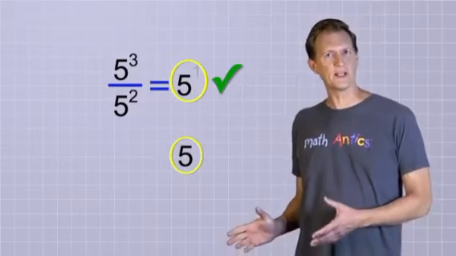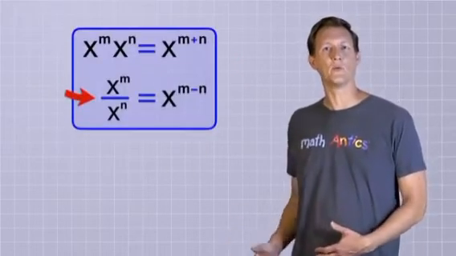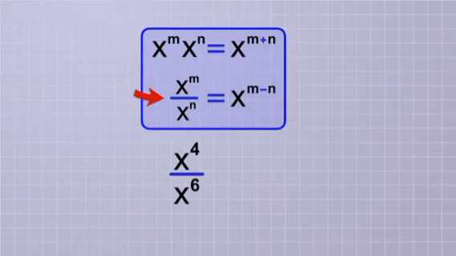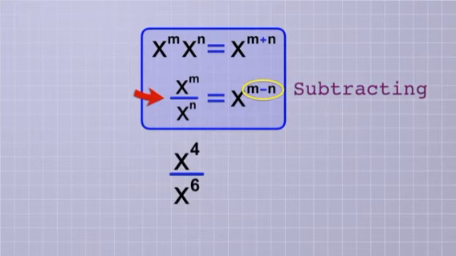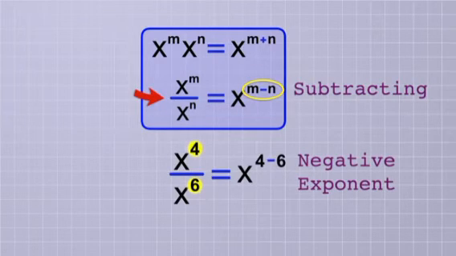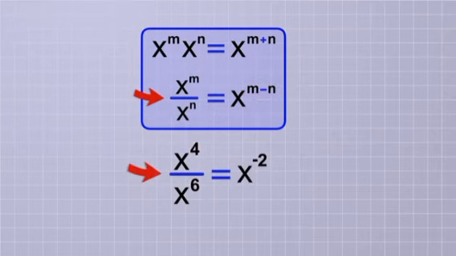But to make sure you've really got it, let's try using this law again with the expression x to the fourth power over x to the sixth power. This one's interesting. Our law says that we can simplify it by subtracting the bottom exponent from the top, right? But in this case, that will give us a negative exponent because the bottom exponent is bigger than the top. 4 minus 6 would be negative 2.